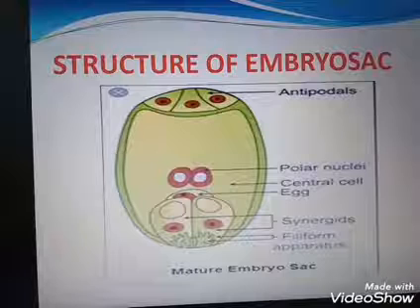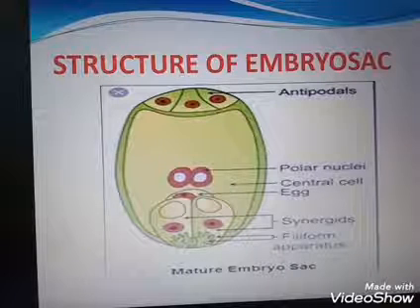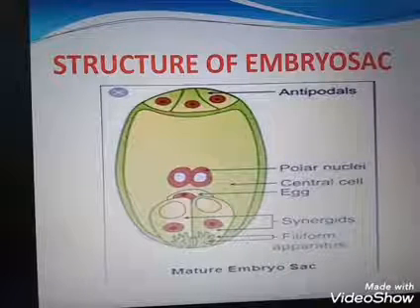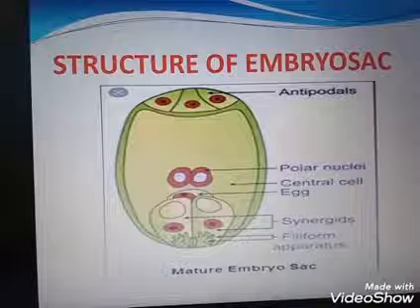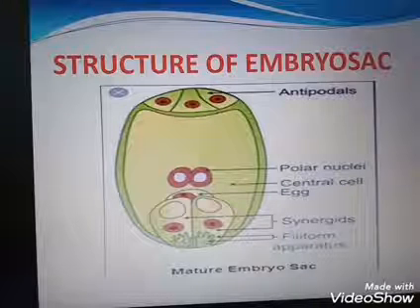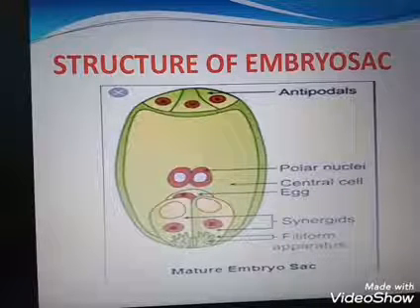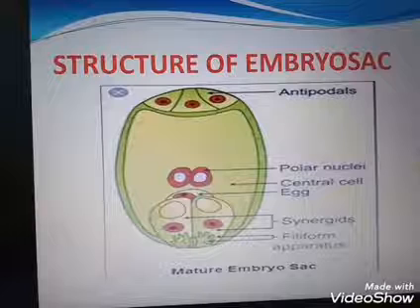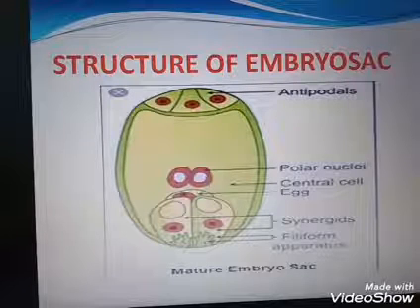So here two fusions occur. That means fertilization occurs. This event is known as double fertilization. One male gamete fuses with the egg cell and they form a zygote.